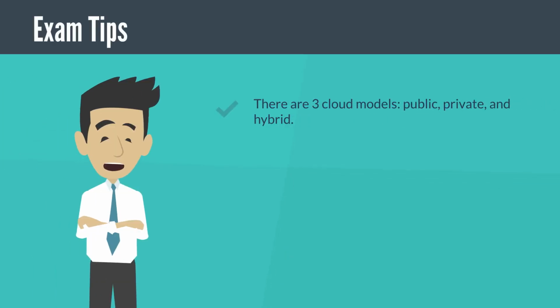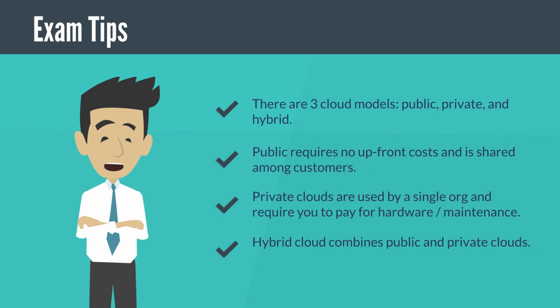So when sitting the exam, be sure to remember that there are three cloud models: public, private, and hybrid. Public requires no upfront costs and is shared among customers. Private clouds are used by a single org and require you to pay for the hardware and maintenance. And then a hybrid cloud is the combination of the two.